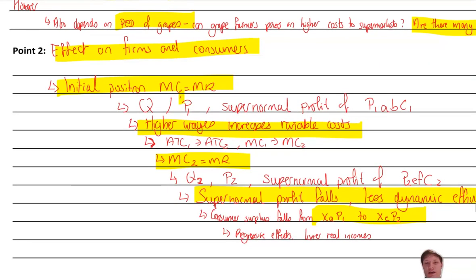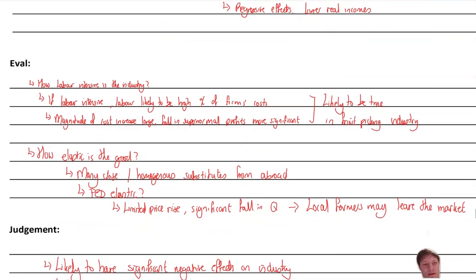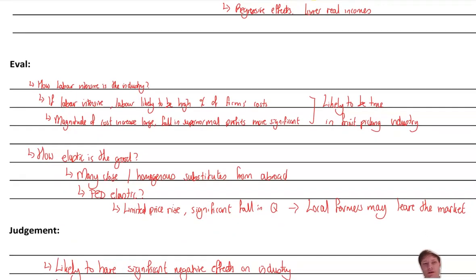Well, think about what you can get from that. How could you evaluate that? Pause and come back. A very easy standard evaluation whenever we're talking about cost changes is to look at what percentage of the costs of this firm are made up from this particular area. So that comes back to the labour intensity of the industry. How labour intensive is it?